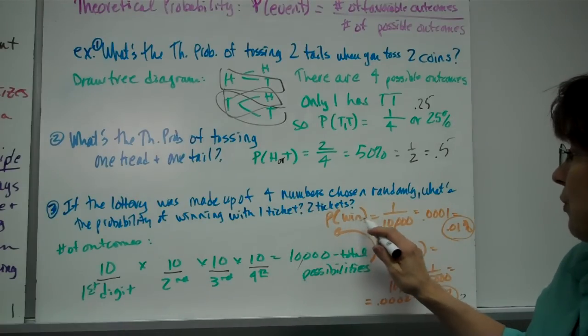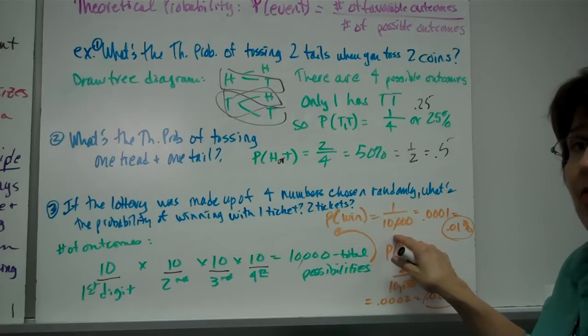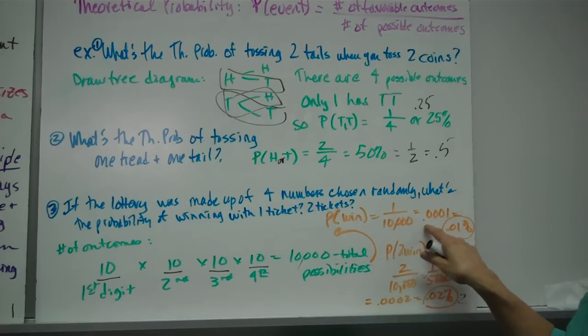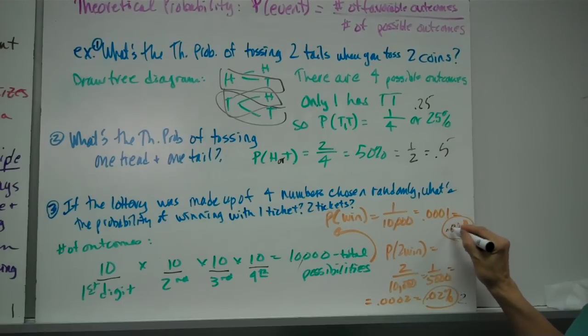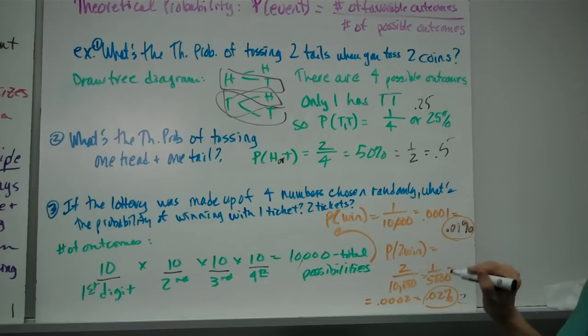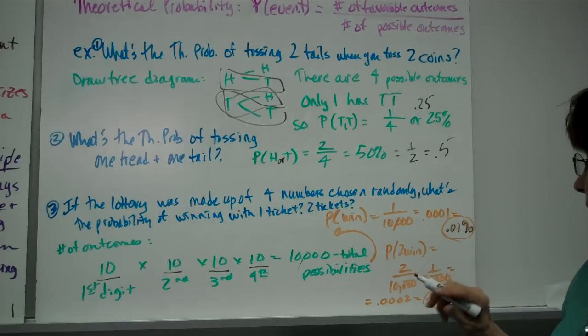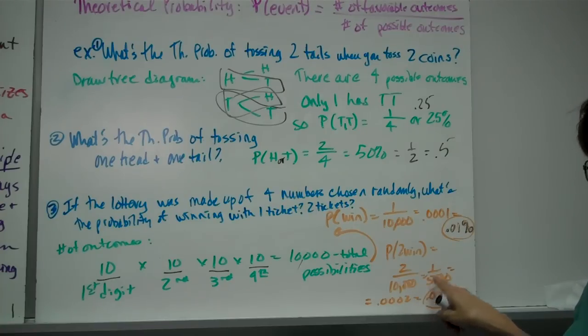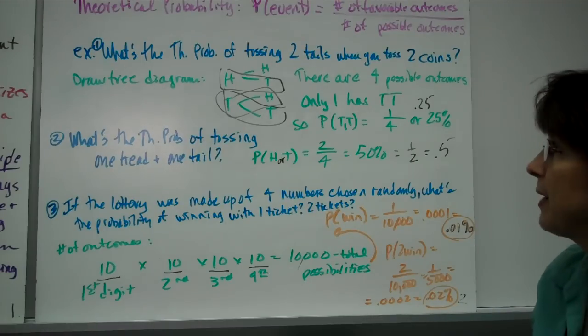If I want to pick 1 winning ticket, I have 1 chance out of 10,000, which equals 0.0001, which is 0.01%. So you don't have a lot of chances of getting the winning ticket. The probability of having a winning ticket with 2 tickets is 2 out of 10,000, which reduces to 1 out of 5,000, which is 0.02%.